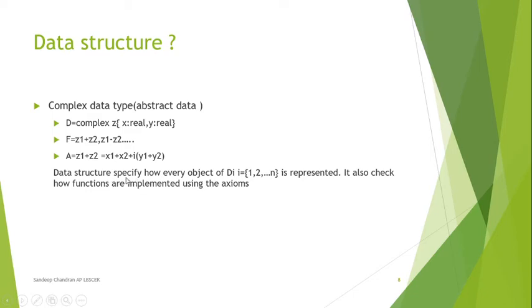Data structure specifies how every object of di, i equal to 1 to n, is represented. It also checks how functions are implemented using the axioms. That's a very important statement. So it will give all these things. What's the domain in it? How the functions are being implemented in it.